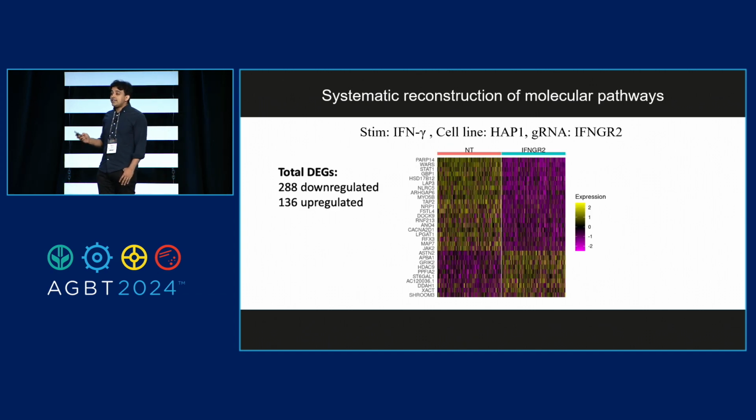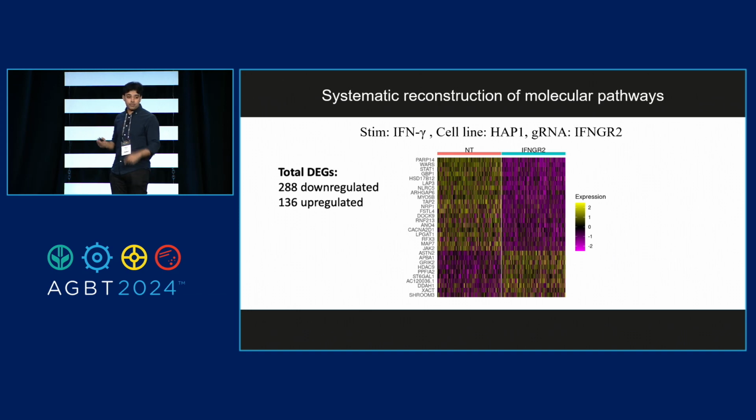So this is one data point from our study. We take the ligand IFN gamma, we stimulate HAP1 cells, and we knock out the gene interferon gamma receptor 2, and we compare that with our non-targeted controls. All of these are mixed in the same dish, and we get a beautiful gene signature of genes that go up and genes that go down, specifically due to this perturbation of interferon gamma receptor 2. This is not observational data, this is causal data. We have a very clean, beautiful molecular signature. There are no batch effects in this experiment.